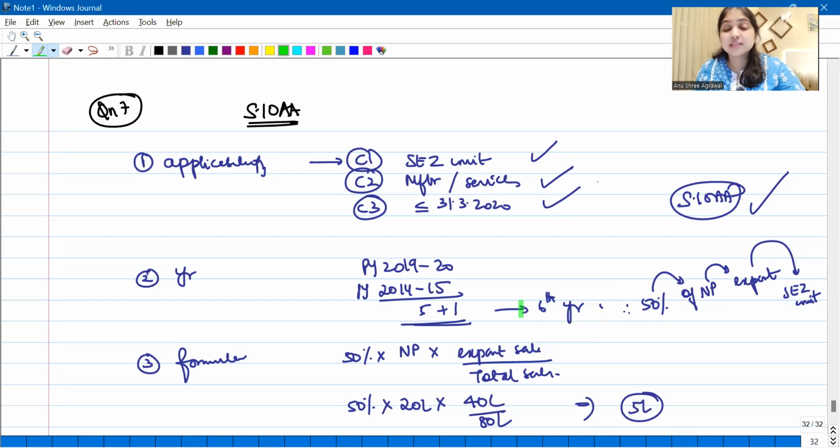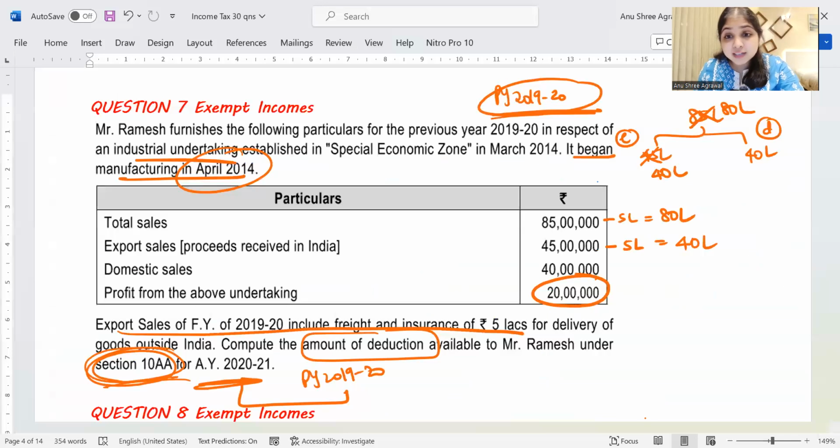So 6th year means next 5 years. Next 5 years means 50% only deduction you will get. So 50% of the net profit from the export sale, that much deduction you will get. Understanding, everybody? Now, if they're asking us only 10AA deduction.